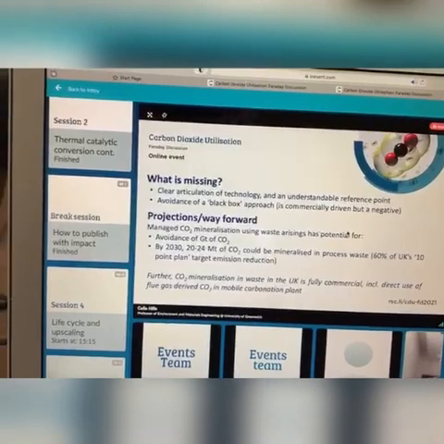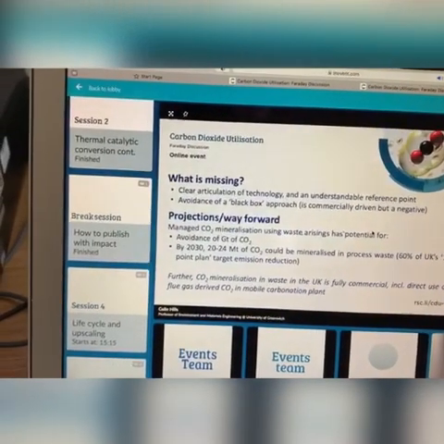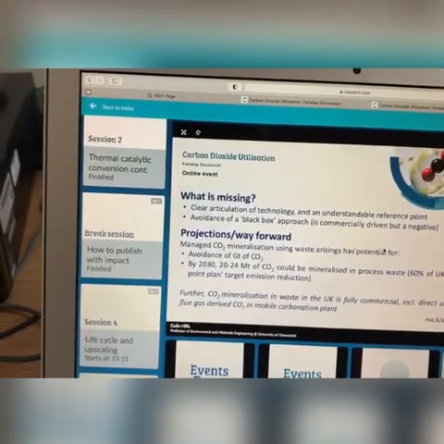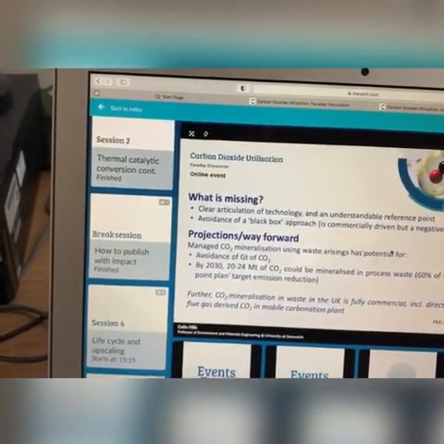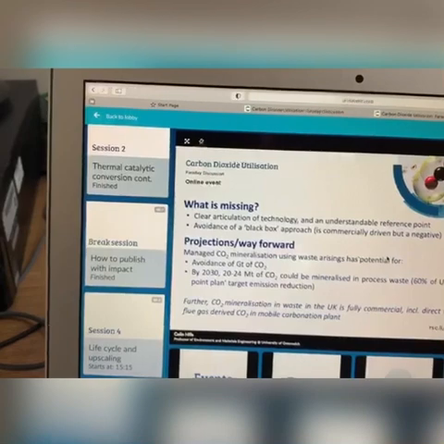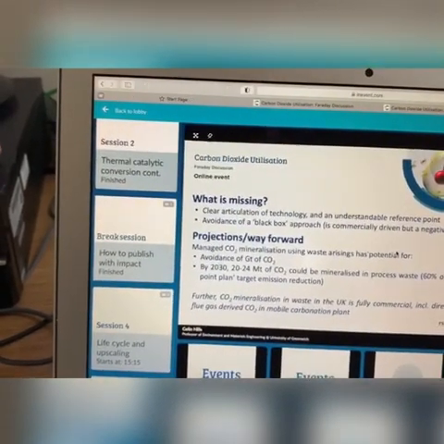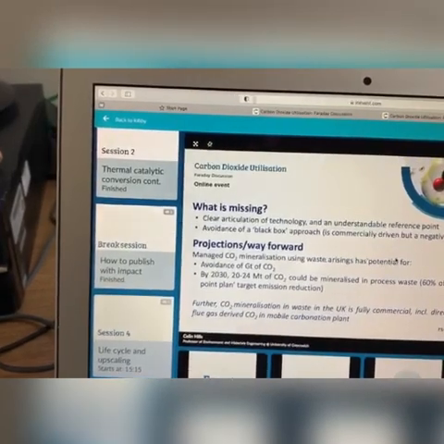So what's missing then? Well, we need a clear articulation of mineralization technology. We need to give it an understandable reference point, and we definitely need to avoid the black box approach. This is commercially driven, but it's negative, and I think it confuses and undermines the credibility of what we're doing.